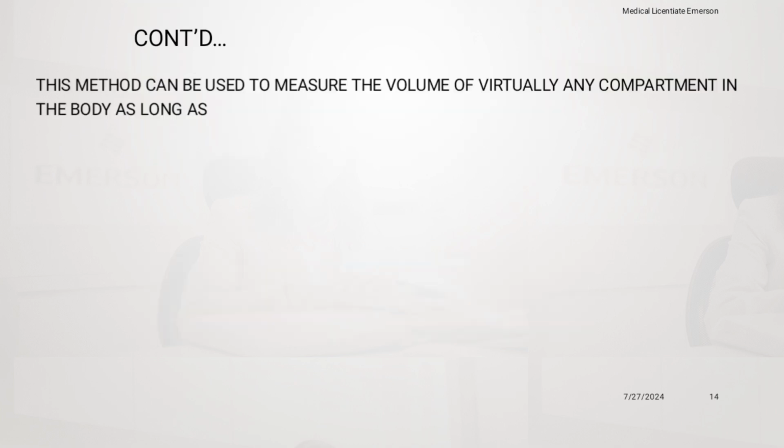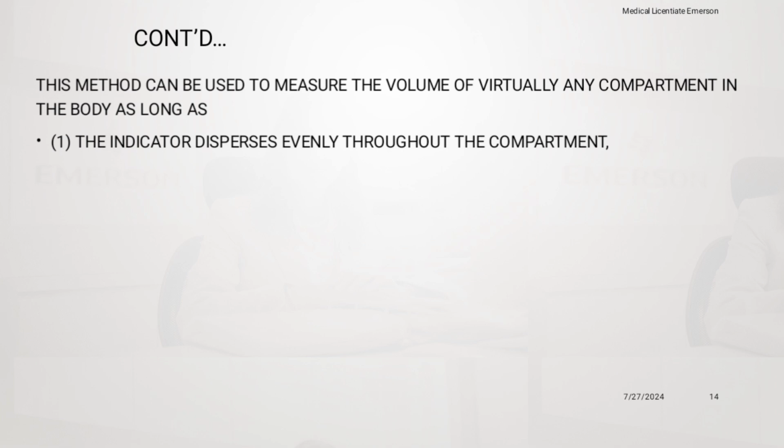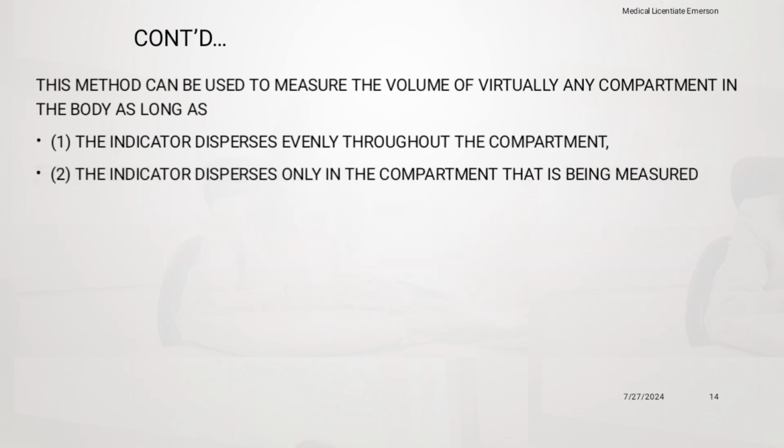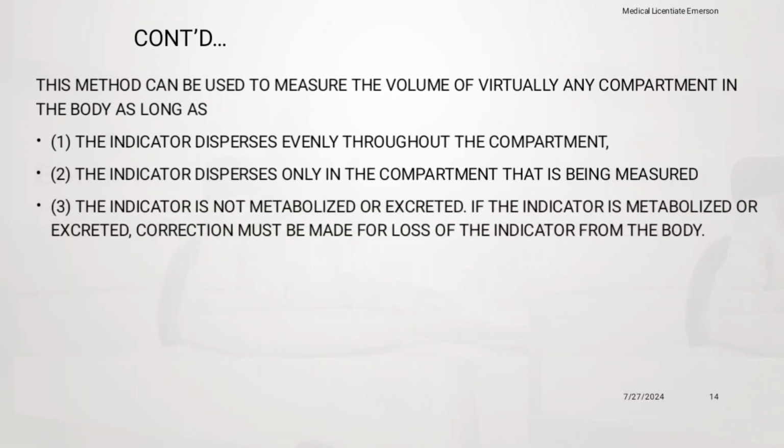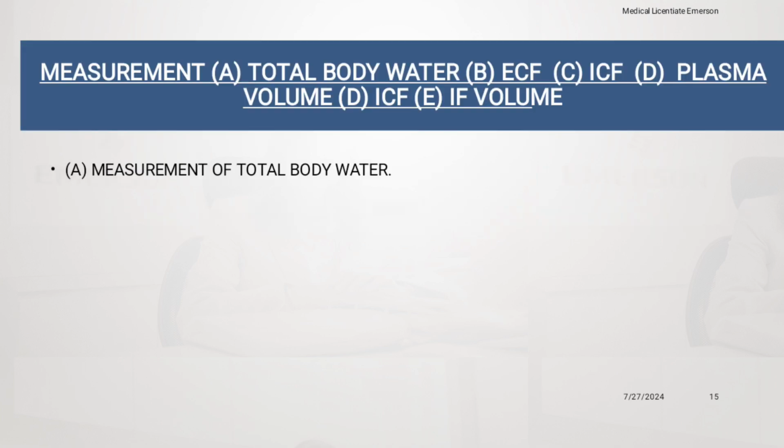Okay, then this method can be used to measure the volume of virtually any compartment in the body, as long as the indicator disperses evenly throughout the compartment, as long as the indicator disperses only in the compartment that is being measured, and as long as the indicator is not metabolized or excreted. If the indicator is metabolized or excreted, a correction must be made for loss of the indicator from the body.